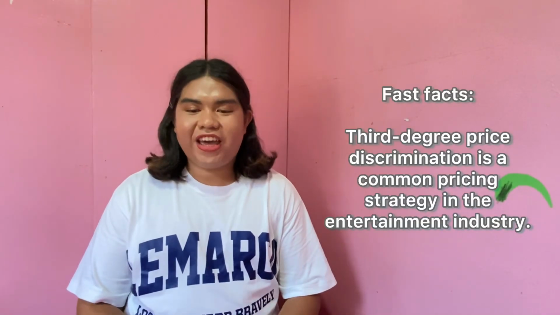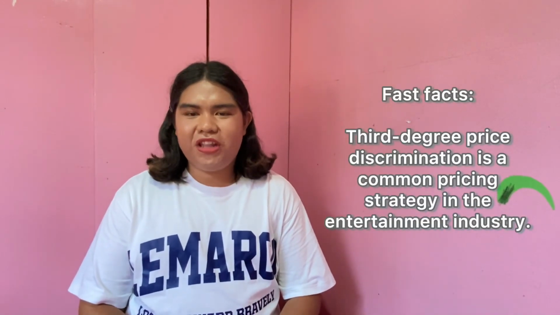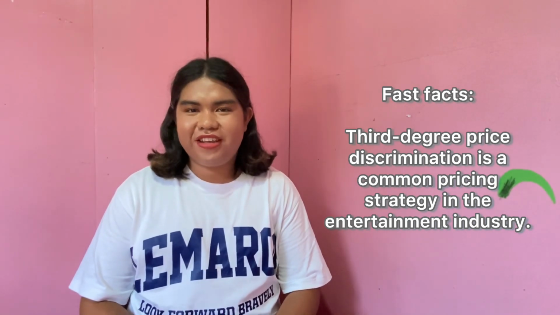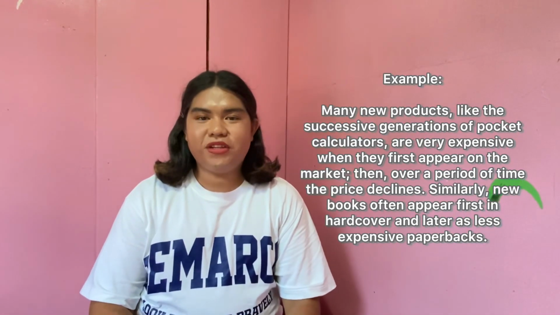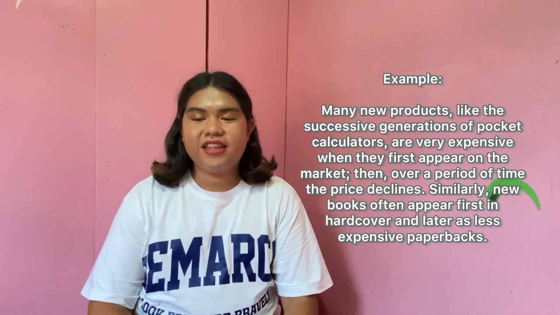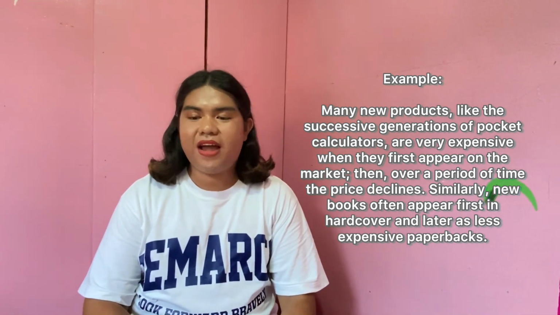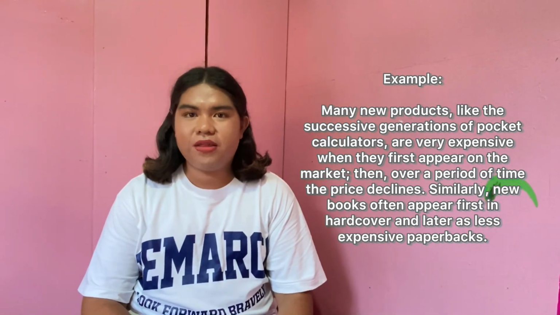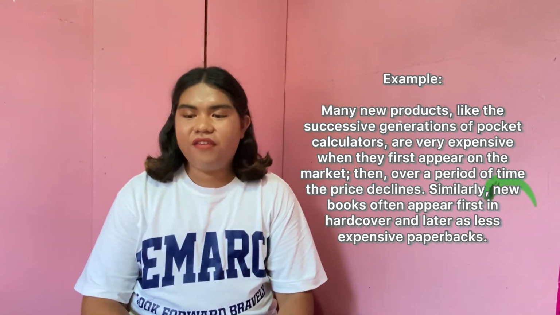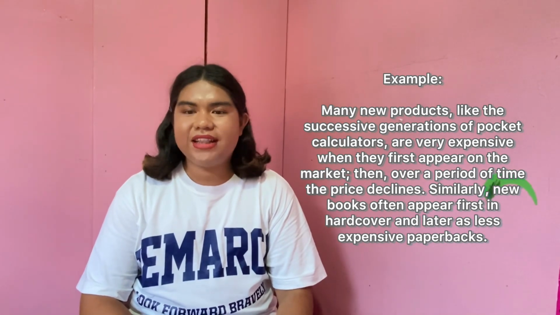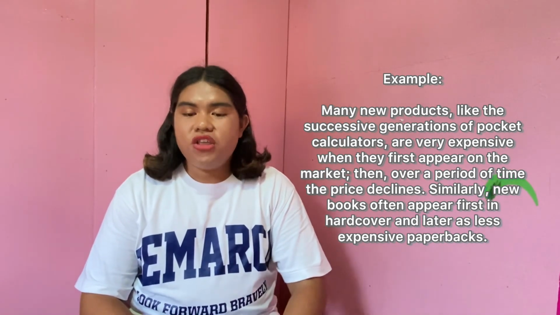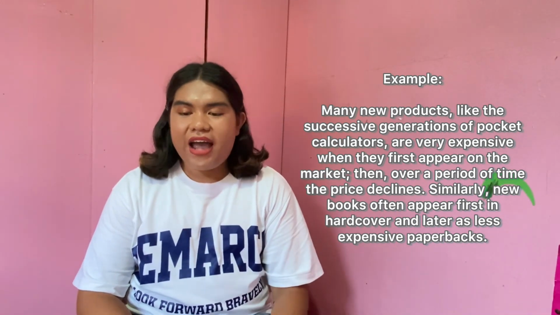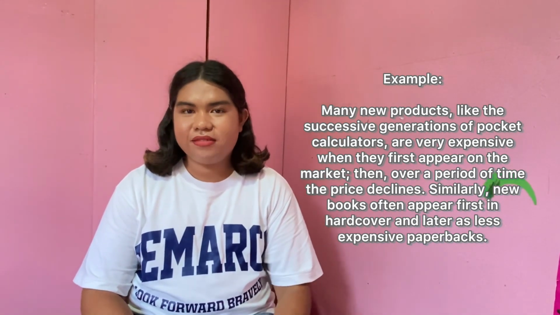So, fast fact: third degree price discrimination is a common pricing strategy in the entertainment industry. For example, many new products like the successive generations of pocket calculators are very expensive when they first appear on the market. Then, over a period of time, the price declines. Similarly, new books often appear first in hardcover and later as less expensive paperbacks.